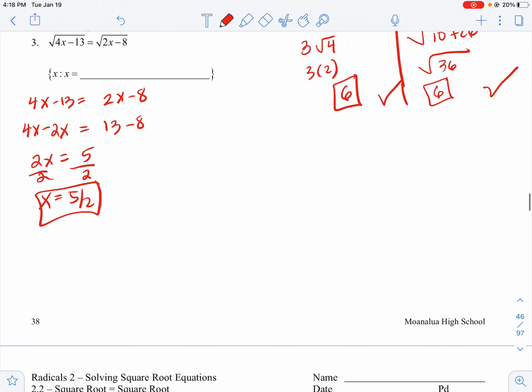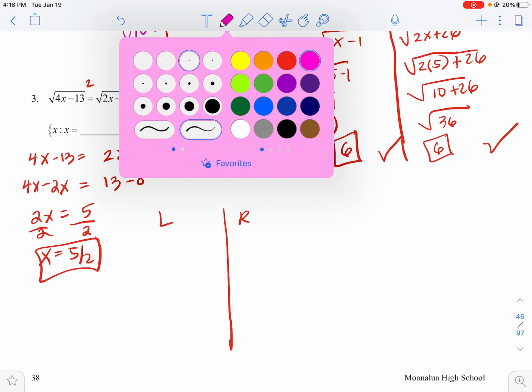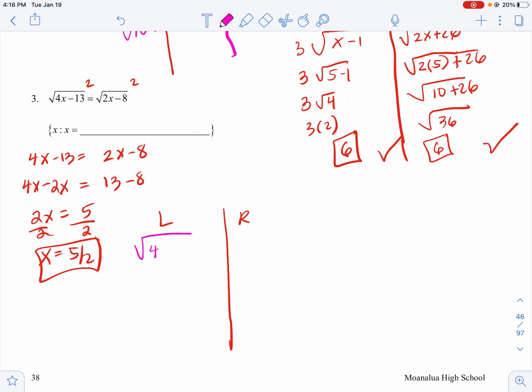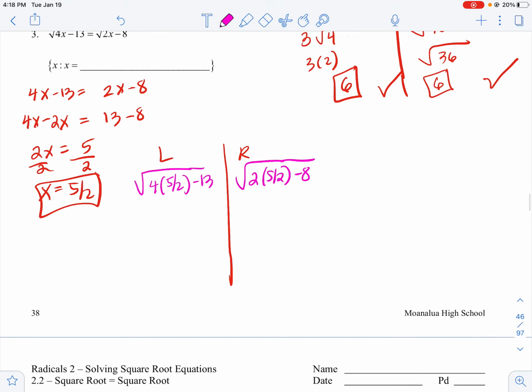And then all we have to do is put that on our left and right equation. I have the square root of 4 times 5 over 2 minus 13, and the square root of 2 times 5 over 2 minus 8. Does that make sense? Okay. Then we have the square root of 4 times 5 over 2. Technically, that means 10 over 2, right? Oh, 20 over 2. Sorry. So I meant 10. And then we have minus 13.